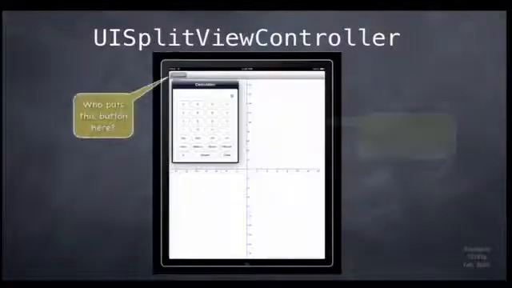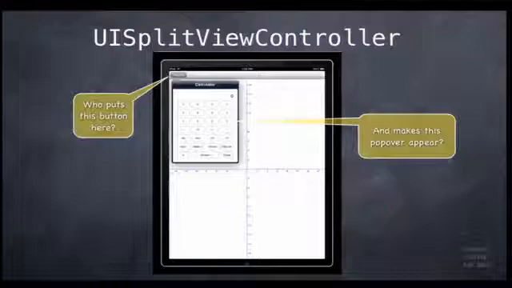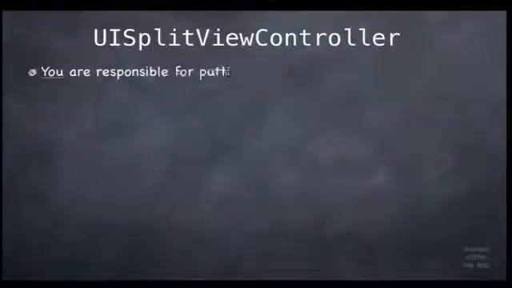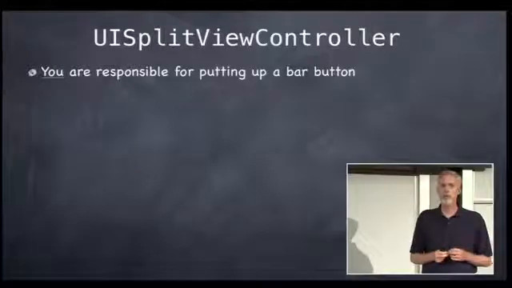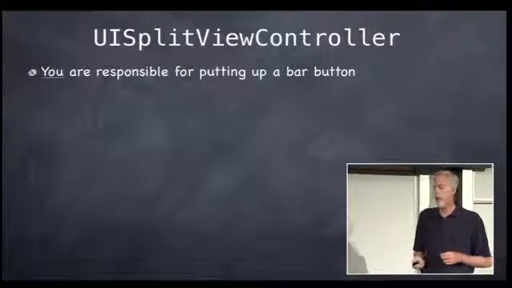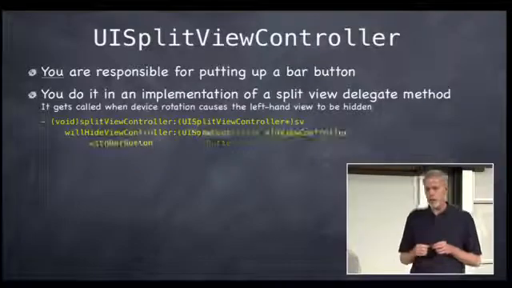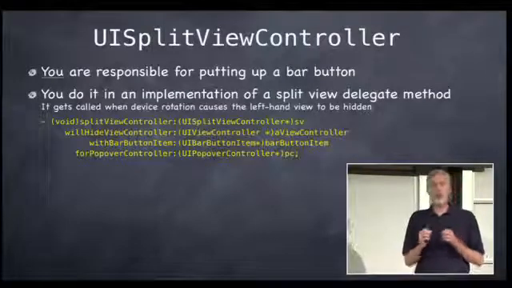What about that button? When I go into portrait mode and I have a button up there that brings down this popover, who puts that button there? And who makes the popover appear when the button gets clicked on? So let's talk about that. The answer to the question is you are responsible for putting that button there. That doesn't happen automatically. However, the split view is going to help you enormously to put that button there.